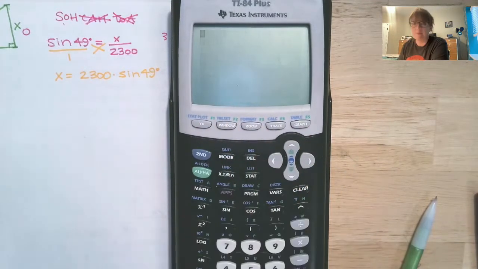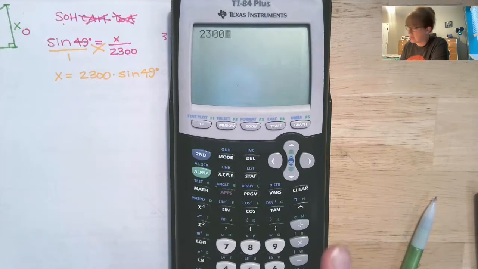So I'm on degree. Now let's go ahead and put this in. So we're going to put 2,300. We don't need the multiplication sign if you don't want it.